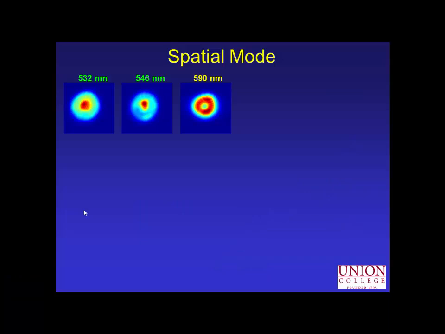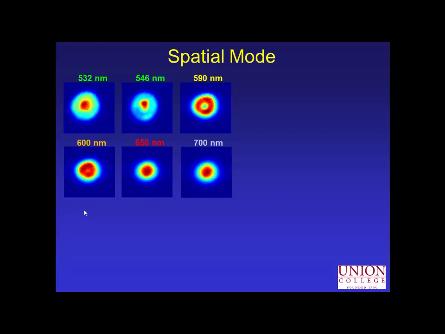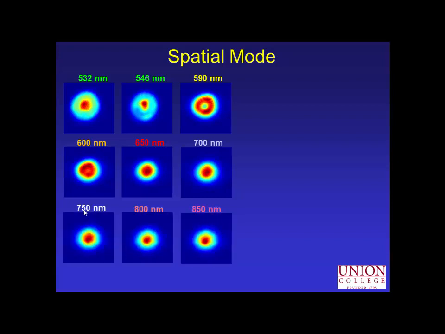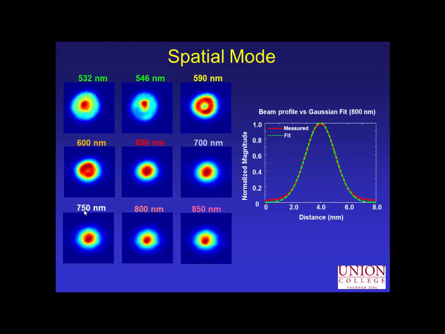As far as the actual mode structure, you kind of have a donut shape. That's characteristic of a higher order mode for shorter wavelengths. But at the intermediate wavelengths, you actually get some better behaved looking mode shapes. And what was somewhat surprising is that at the very long wavelengths, around 800 nanometers, you get very well-behaved modes that look almost Gaussian-like. So indeed, if you were to try to fit a Gaussian to the 800 nanometer profile, it fits quite well.